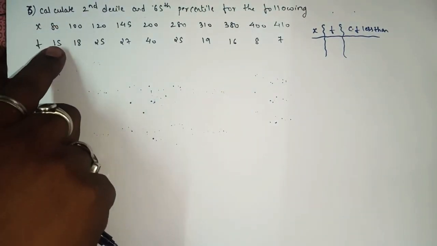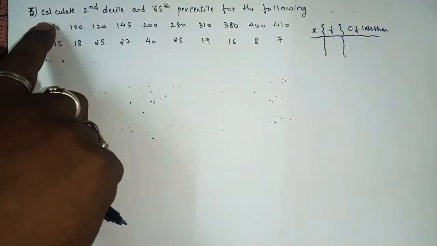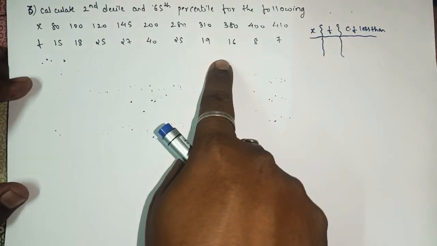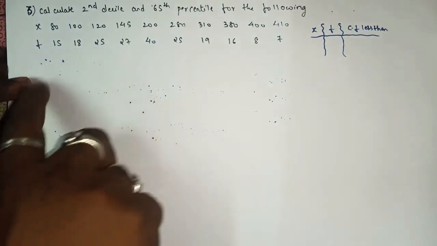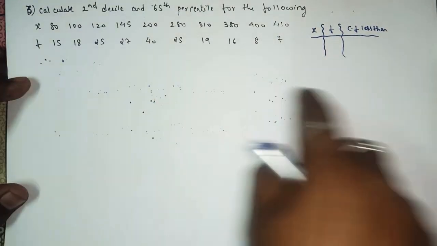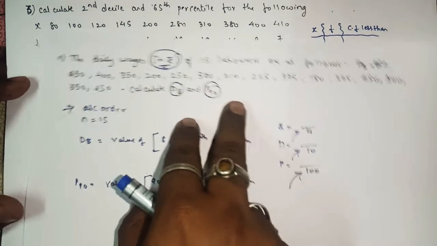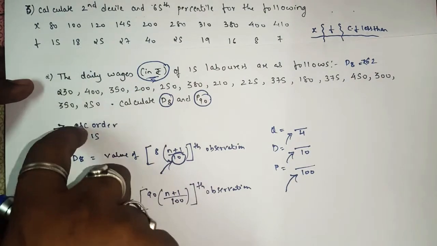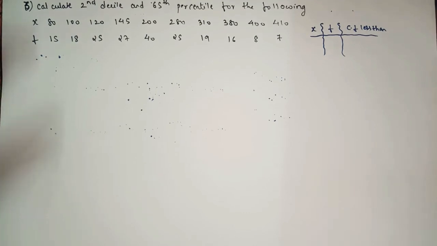Here we have 80 with frequency 15, 100 with frequency 18. It means 80 we can write 15 times, 80, 80, 80, 80, 80, like 15 times. 100 we can write 18 times. 120 we can write 25 times. If you go on writing like this, you can see that the data will be arranged in this form. Then after that you have to check whether it is arranged in ascending order or not, but it will be lengthy, as it will take too much time.